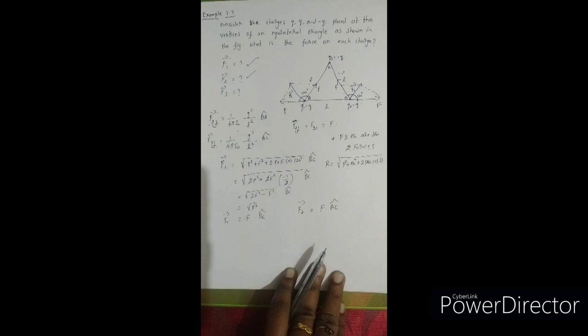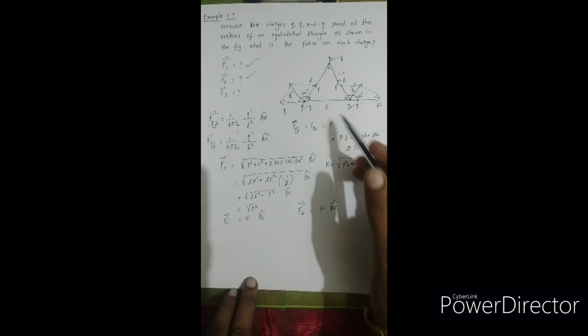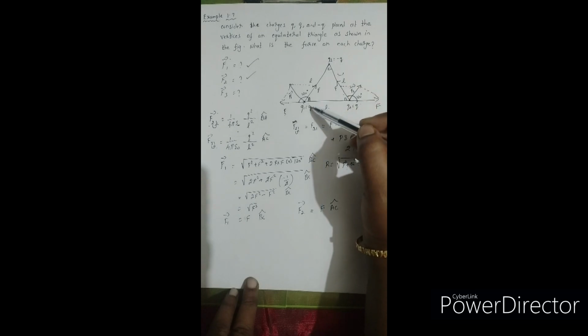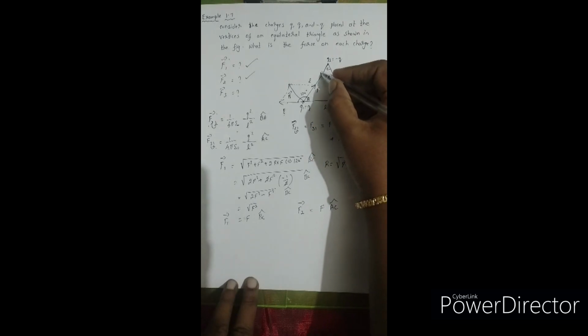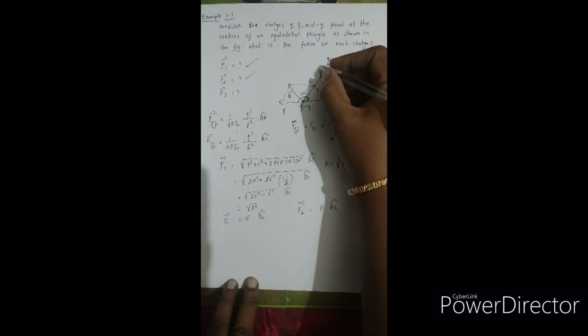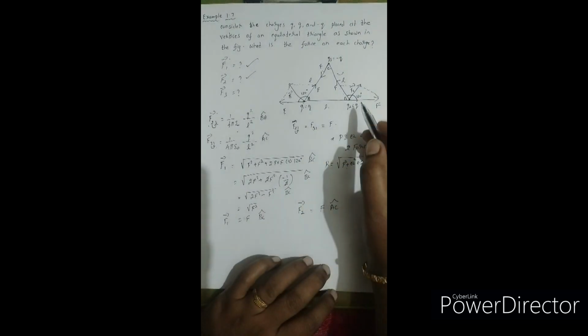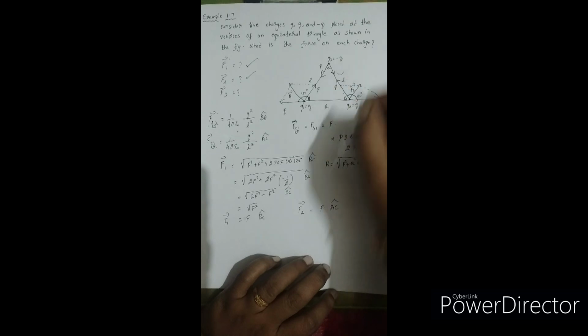What else is remaining? F3 alone is remaining. To calculate F3, first of all, let's find the direction. Q3 is here, a negative charge. What will this positive charge do? This positive charge will attract the negative charge towards itself, so this is your force. Similarly, this positive charge will also attract this negative charge along this direction.